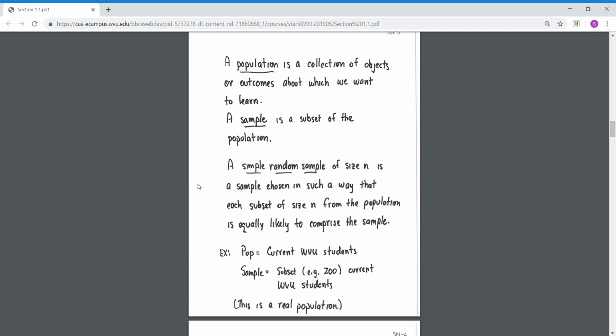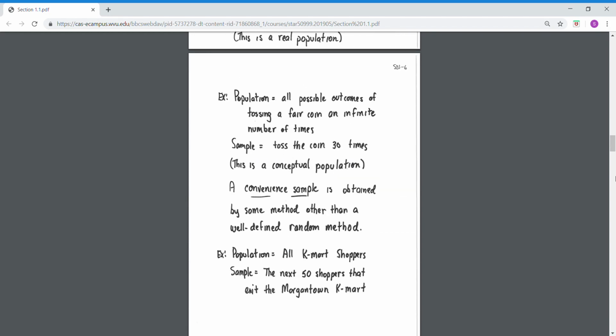So the first example is if we have a population of all current WVU students, and the sample, say, a subset of size 200 of current WVU students. This would be considered a real population. A second example would be a population of all possible outcomes of tossing a fair coin an infinite number of times. The sample would be to toss the coin, say, 30 times. This is a conceptual population.